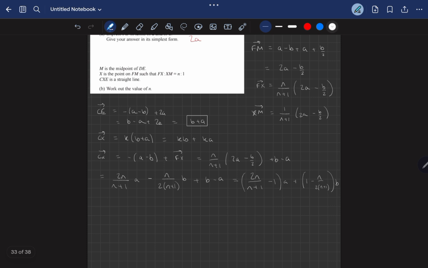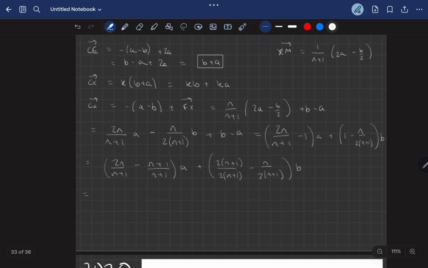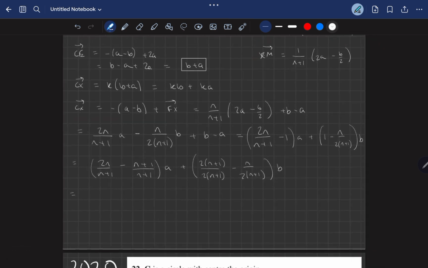Let's make this a little bit easier to understand by getting everything in terms of n. So (2n over n plus 1 minus (n plus 1) over n plus 1) A plus ((2(n plus 1)) over 2(n plus 1) minus n over 2(n plus 1)) B. And this is going to be equal to (n minus 1) over (n plus 1) A plus, this is going to be 2n plus 2, I'm going to minus the n, so that's (n plus 2) over 2(n plus 1) B.